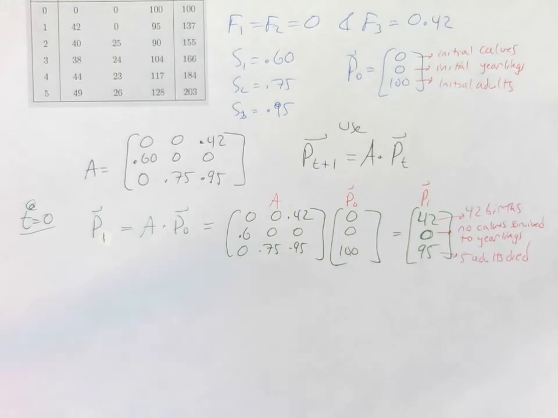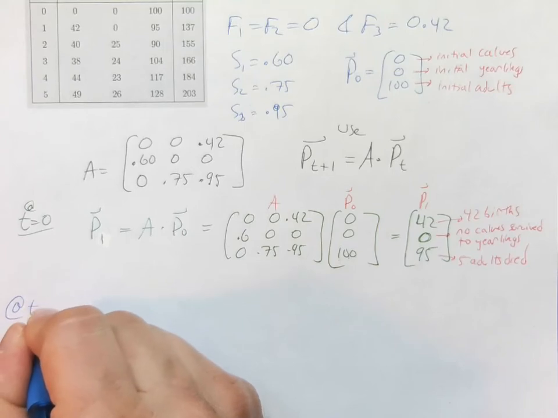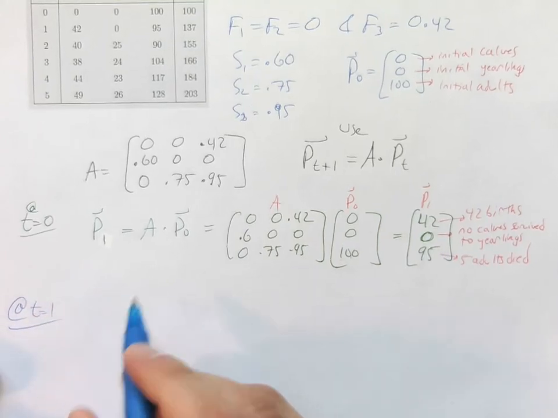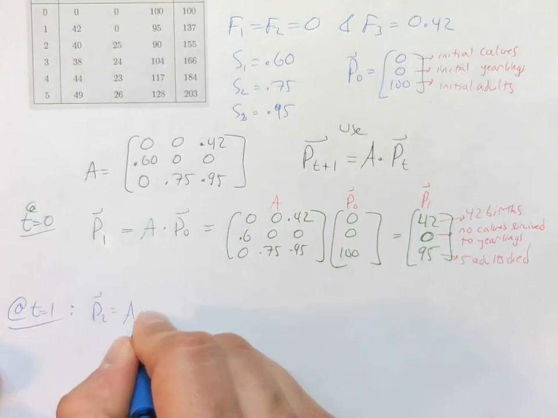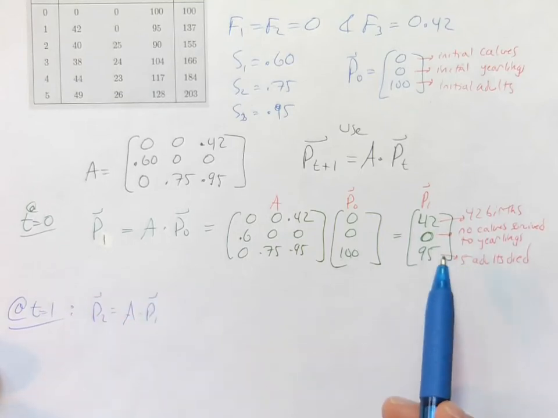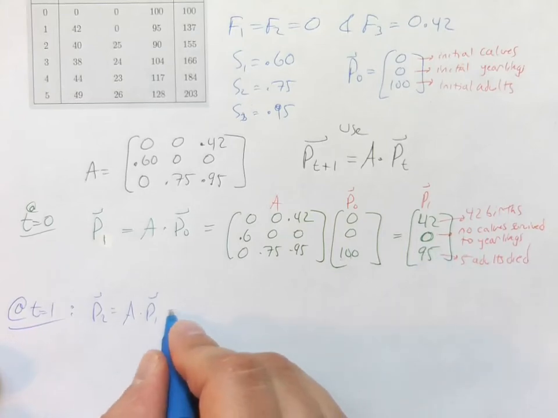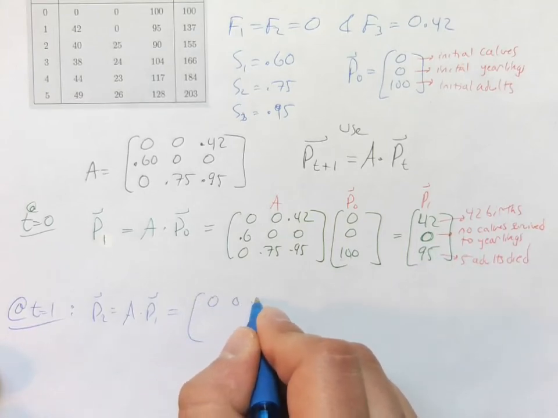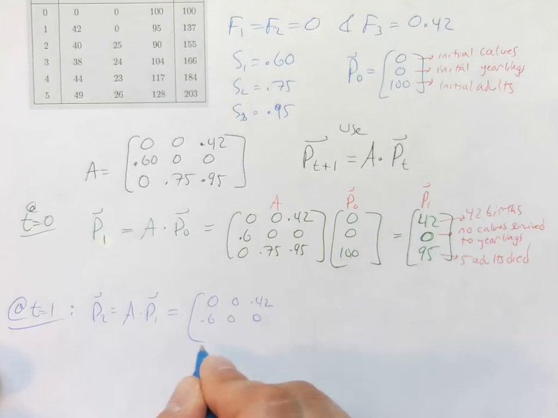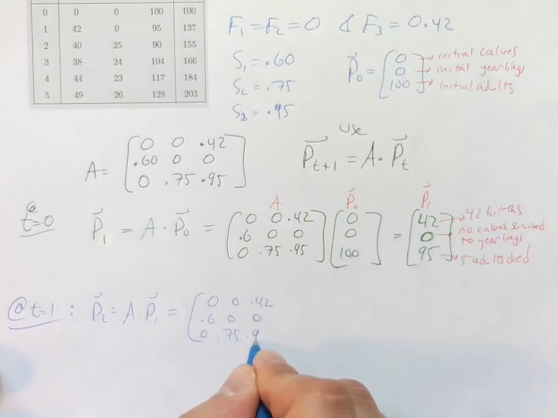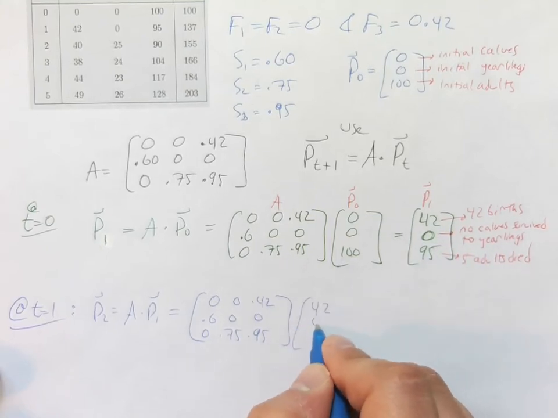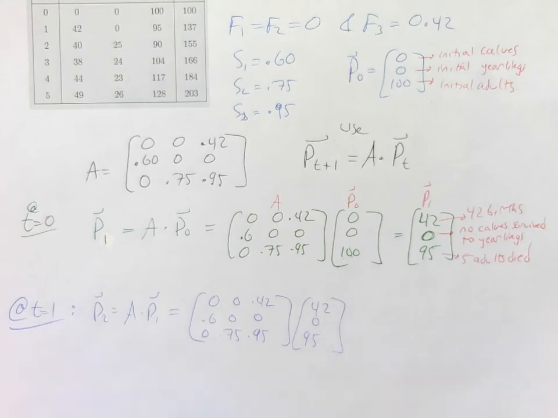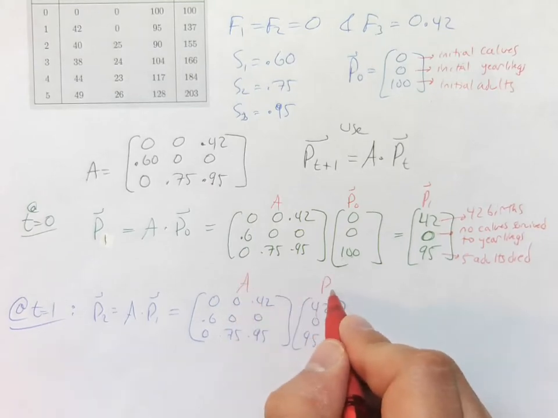If we did t equals 1, so plug t equals 1 in here, we get P2 equals A P1. And this is P1, right? And so we're going to multiply our matrix A times P1 now, so 42, 0, 95. So we're just going to project it forward. I'm just doing A times P1.